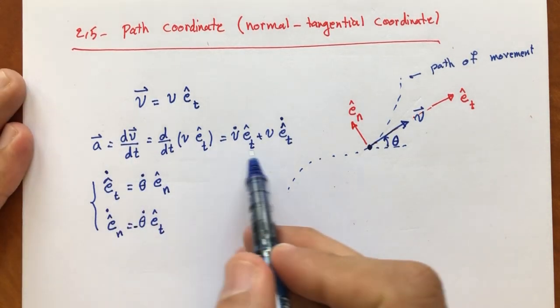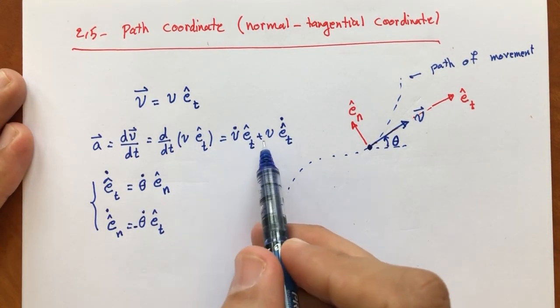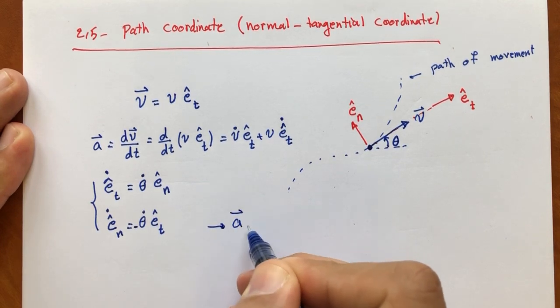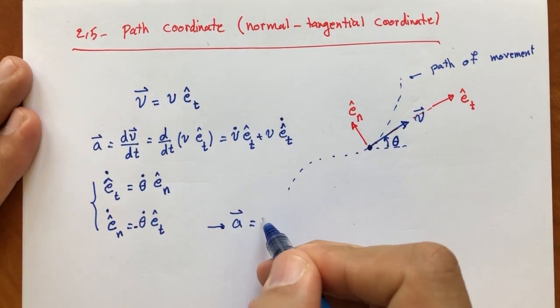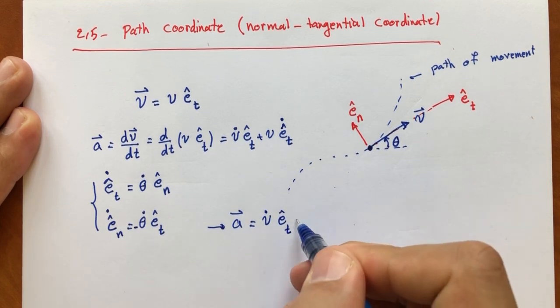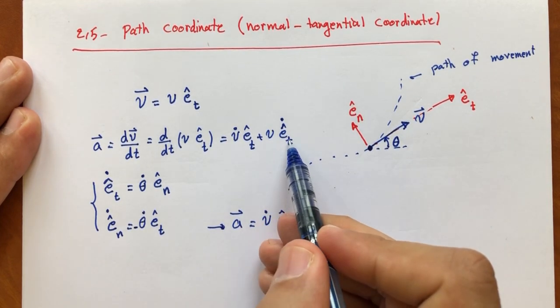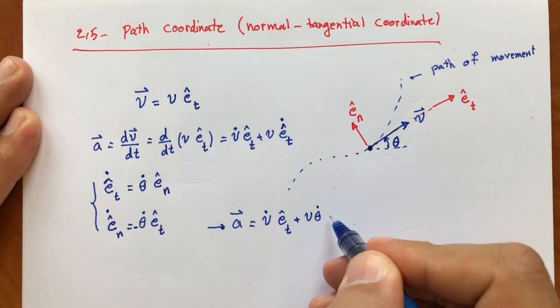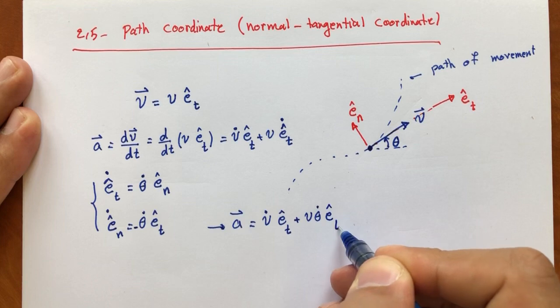So the acceleration is going to have two components. Let's write it again. Acceleration is equal to v dot in e hat T direction plus v times e hat T dot. So it's going to be v times theta dot times e hat N.